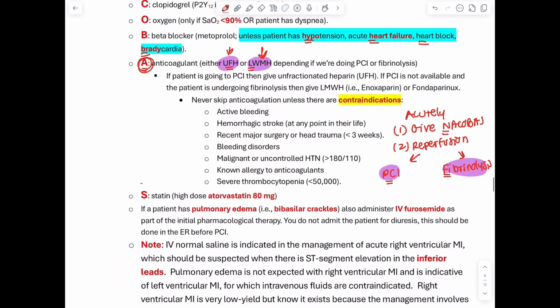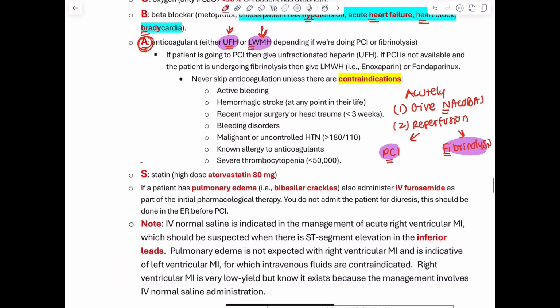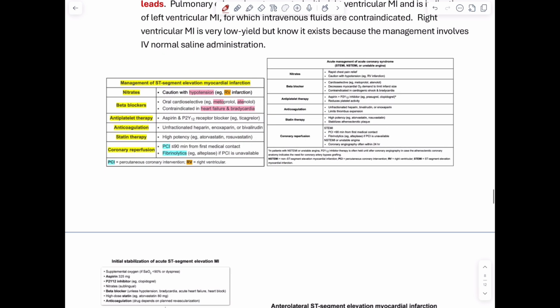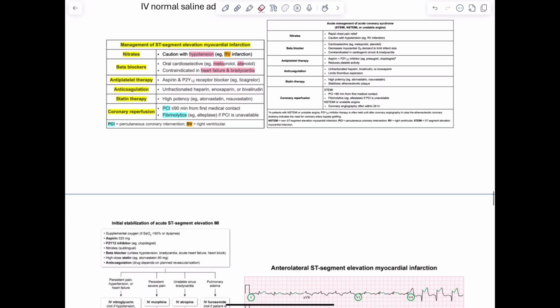We did the NACOBS thing, or MONABASH, whichever you want to use, and then afterwards we have to reperfuse with either A, PCI, or B, fibrinolysis. How do we choose? Okay, this is going to be very, very important, okay? Here, read this. This is the MONABASH thing, NACOBS, whatever you want to call it, two tables from UWorld. Just memorize it, honestly, just memorize it. You've given all of this.